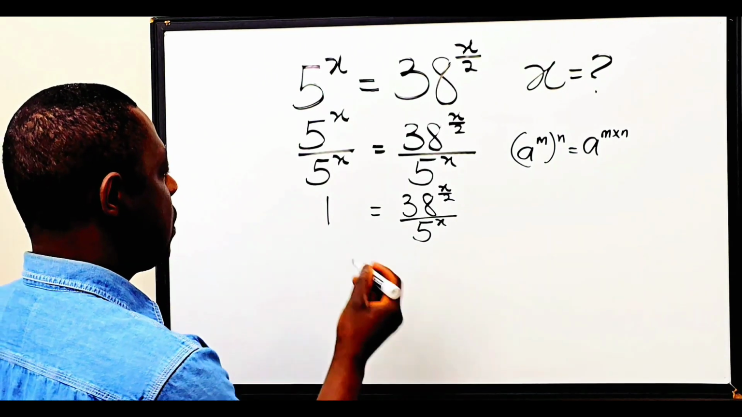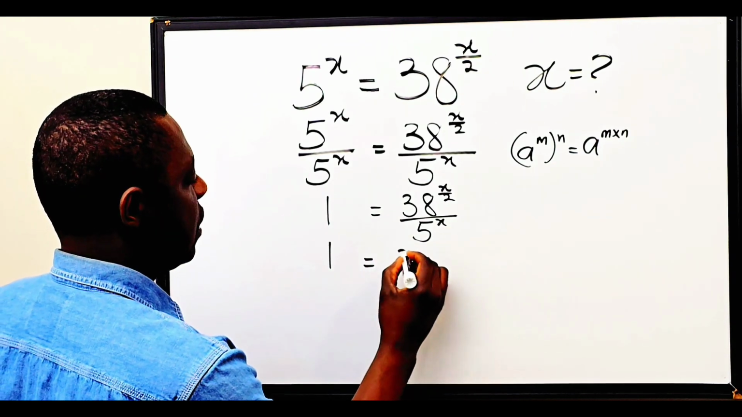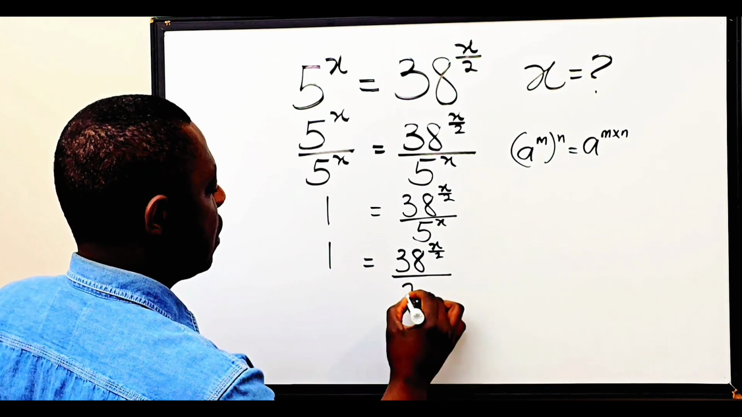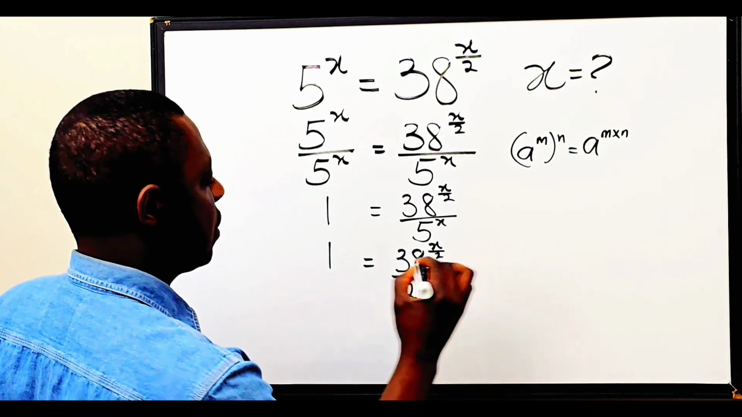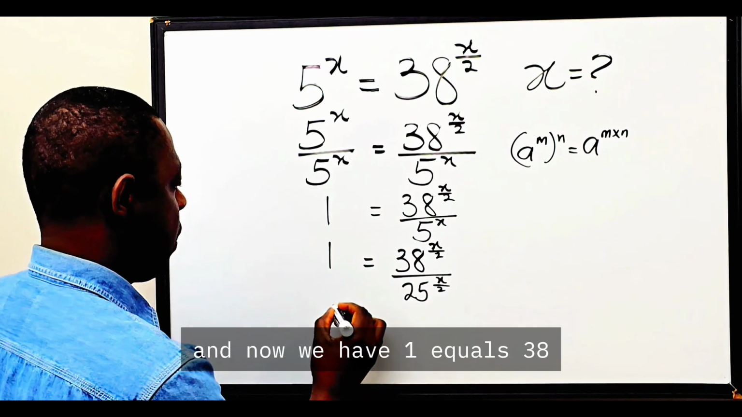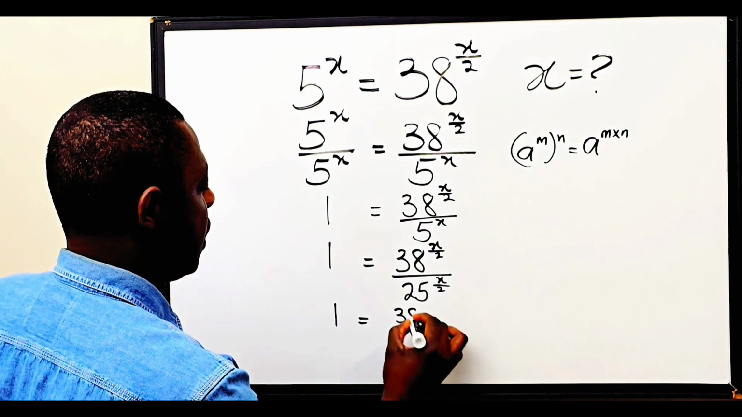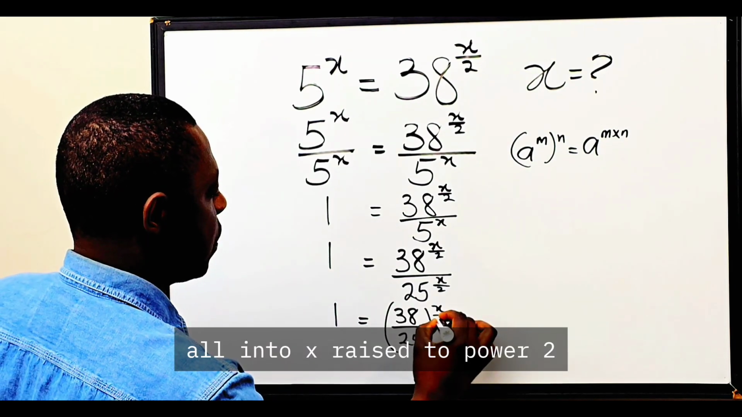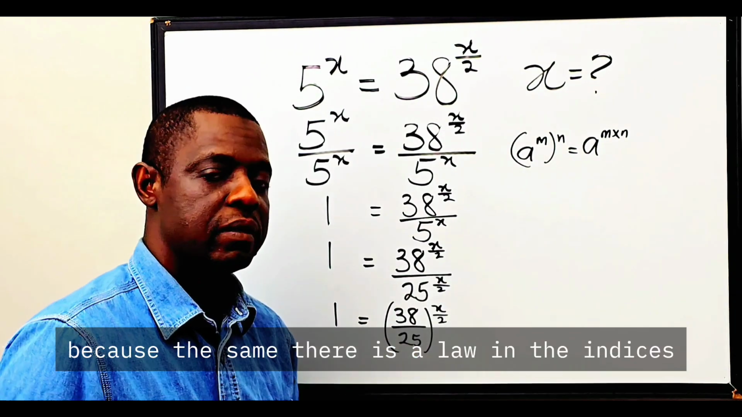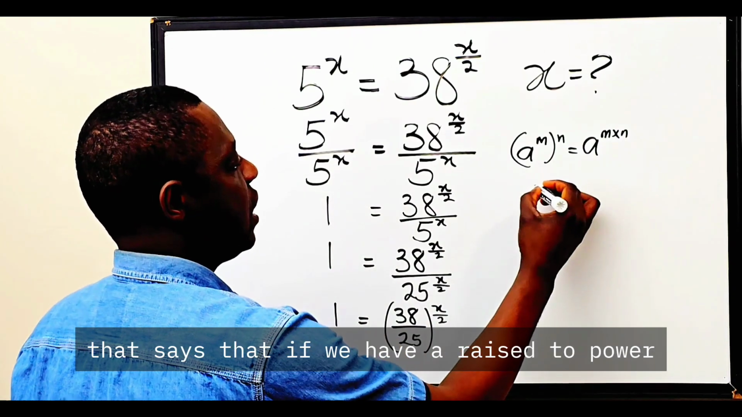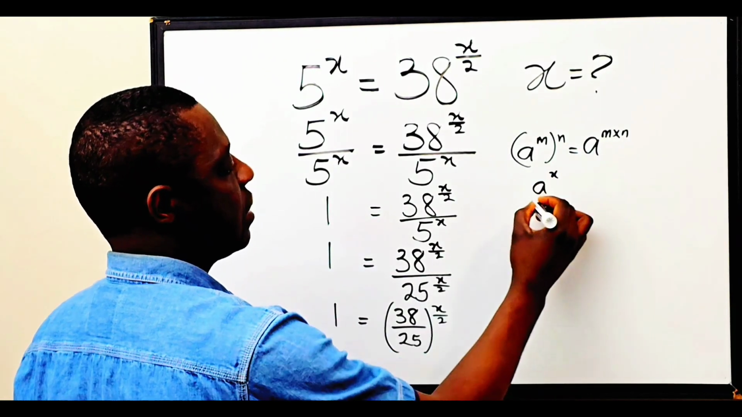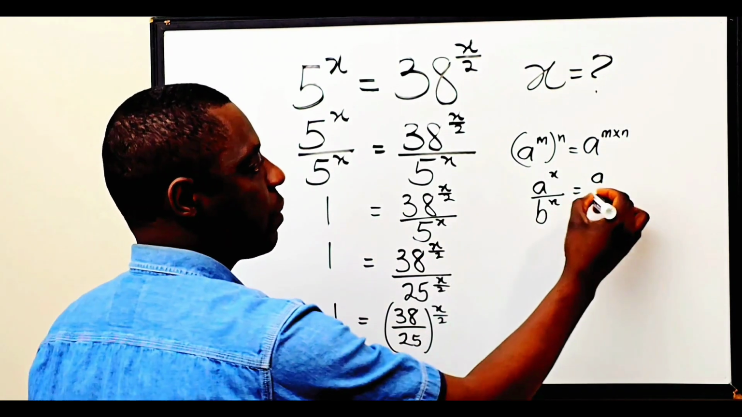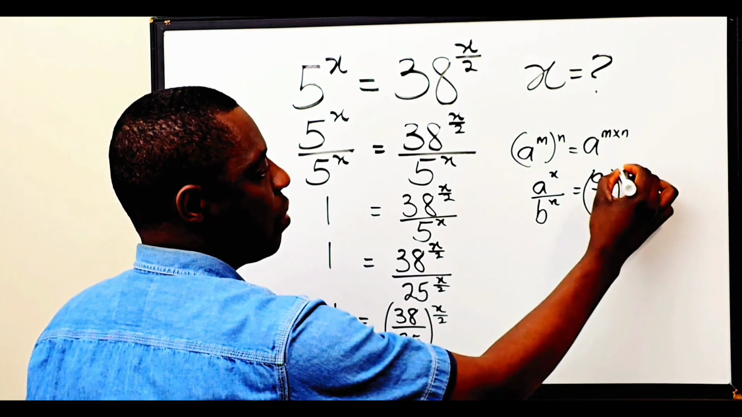So if we do that, that means we're going to have 1 equals 38 raised to the power x over 2 divided by 25 raised to the power x over 2. And that way we have 1 equals 38 over 25 all raised to the power x over 2. Because there is a law in the indices that says that if we have a raised to the power x divided by b raised to the power x, this is going to give us a over b all raised to the power x.